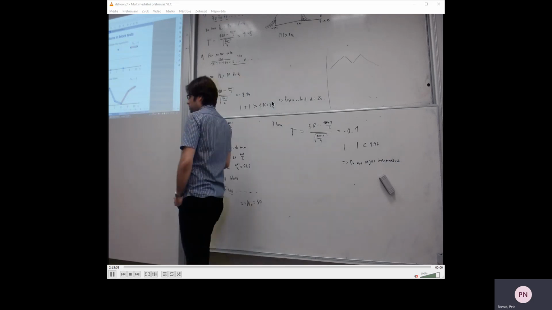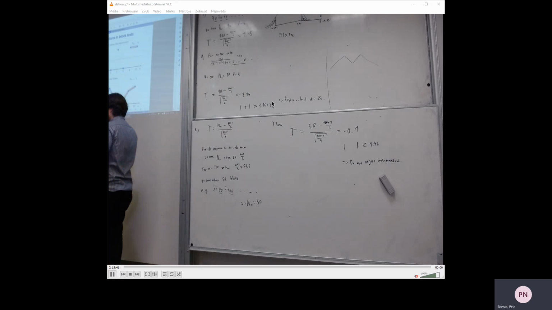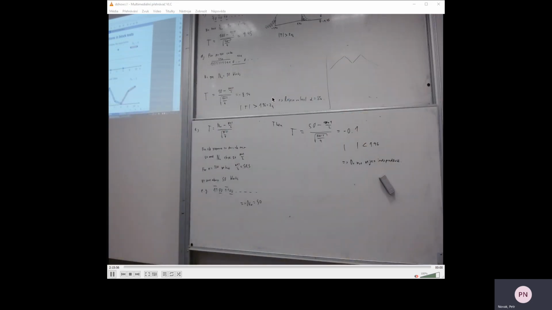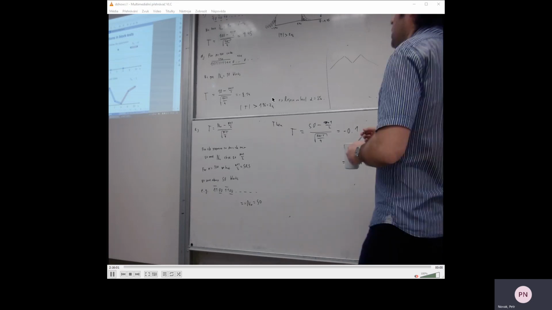Now, those are just examples of possibilities how to test independence. There are more tests which are, well, even more sophisticated. These ones are the most straightforward.